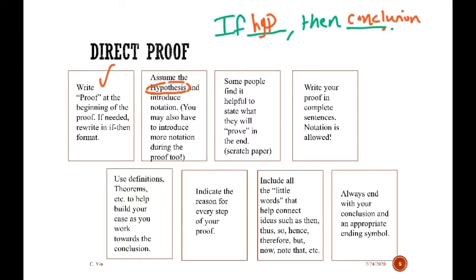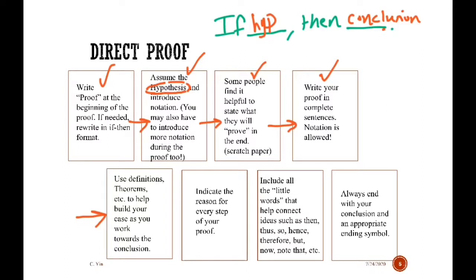Some people find that it's helpful to state what they will prove in the end. That's not absolutely necessary. You may want to write it on your scratch paper, but it just helps keep your mind on what it is that I'm aiming for. And then, of course, you want to write your proof in complete sentences. You are allowed to use notation. All right, so you can use the element or the set, the Z for the integers or whatever it is. And then you're going to be using definitions to help you.